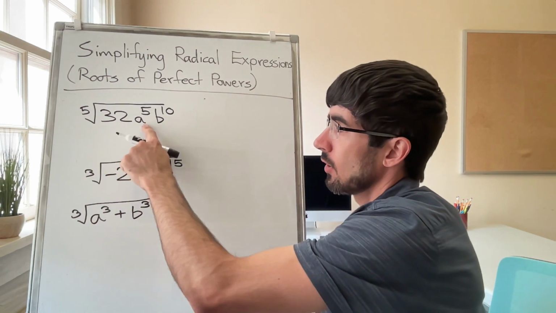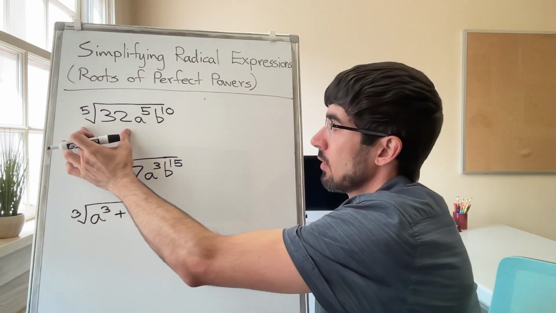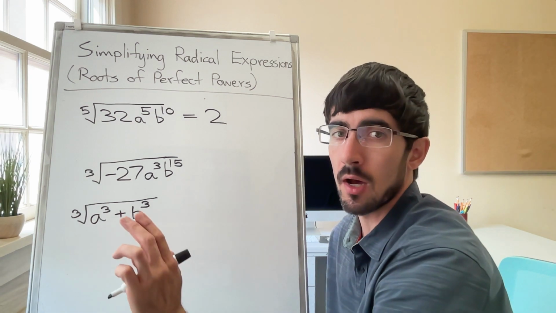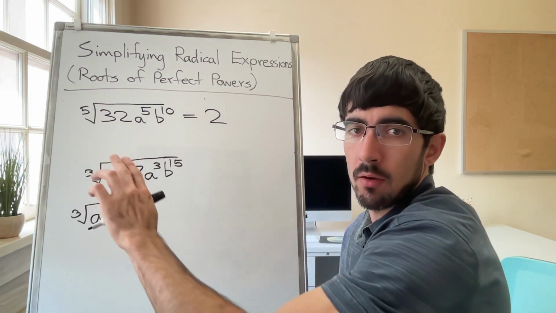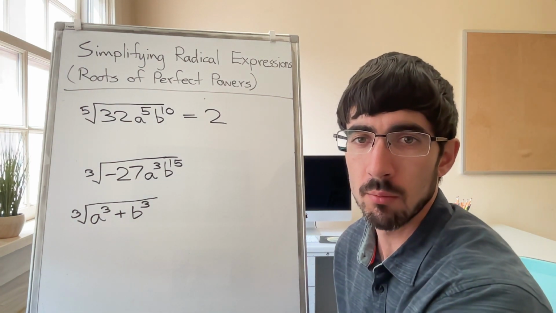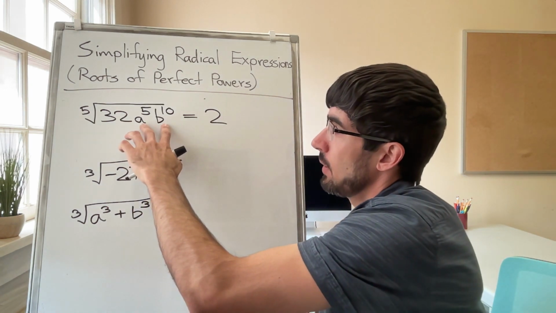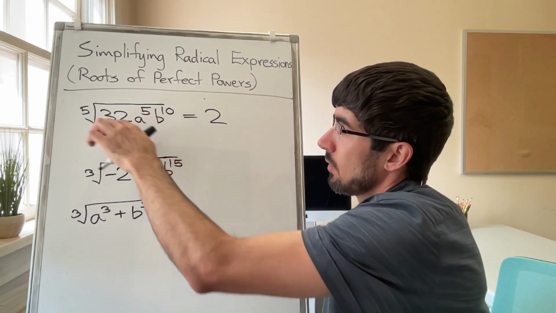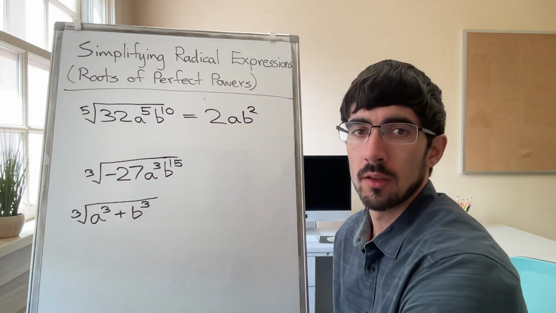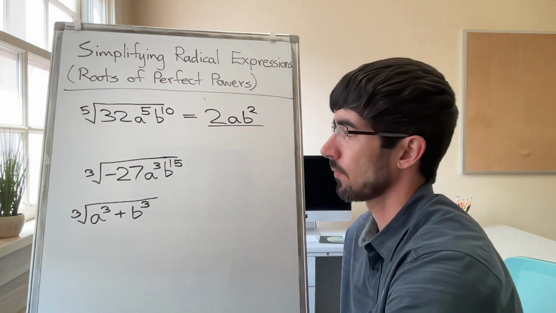Here I have the 5th root of 32, a to the 5th, b to the 10th. I'm going to separately compute the 5th root of 32. The 5th root of 32 is 2. So notice I'm not dividing 32 divided by 5. That would not be the correct answer. I'm calculating what number multiplied by itself 5 times gives me 32. Now I have a to the 5th, b to the 10th, and here I will divide the exponent by 5. So the result of this is a to the 1st, b squared. The 5th root of 32, a to the 5th, b to the 10th is 2ab squared.